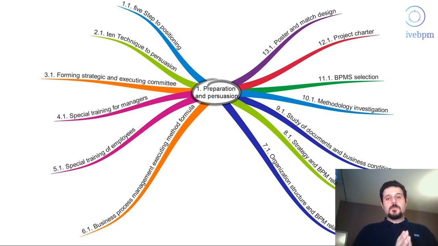Among the BPM journey, you need to design a poster, you need to create a BPM match actually between the employees, because you need to engage the employees with process concept and BPM concept, and try to motivate them. So you need to use some different tools like training, like poster, like match, etc. This should be designed specifically for your company.